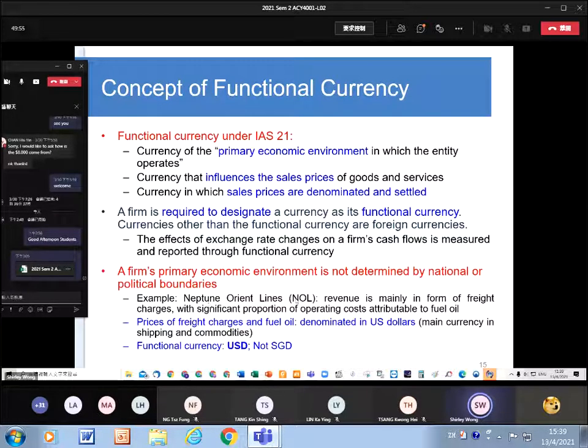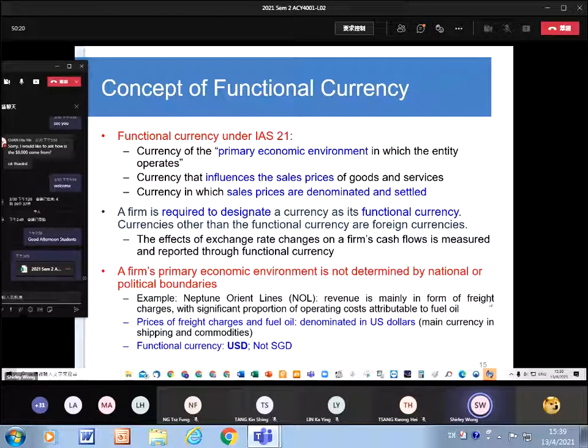There is a company called NOL. This NOL company's revenue is mainly in the form of freight charges. So they are a transportation company. Where are they located? This company is located in Singapore. So since they're located in Singapore, the local currency should be the Singapore dollar. And then this company needs to think about their functional currency.